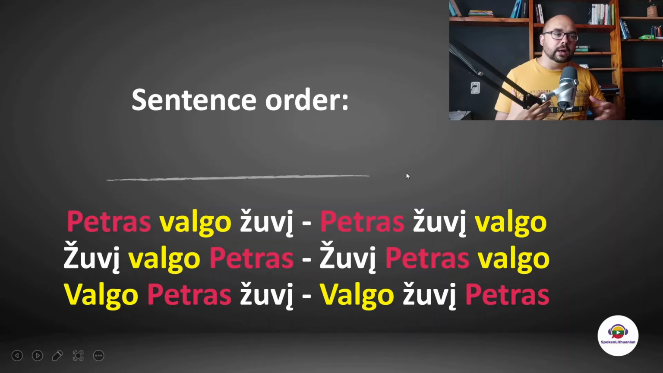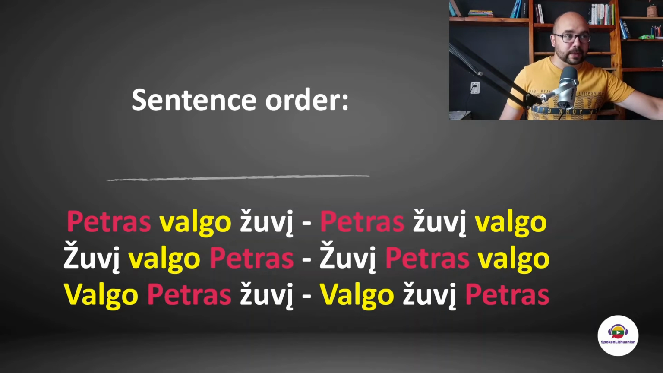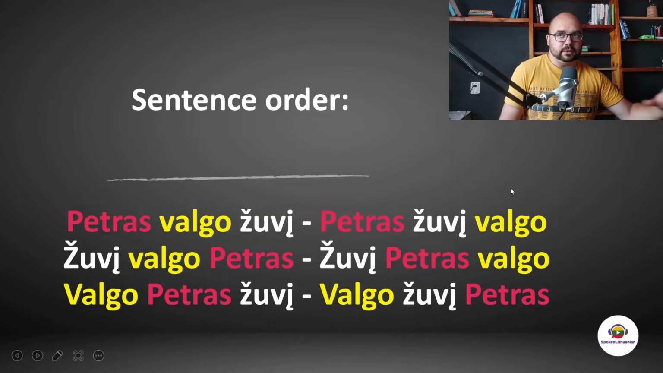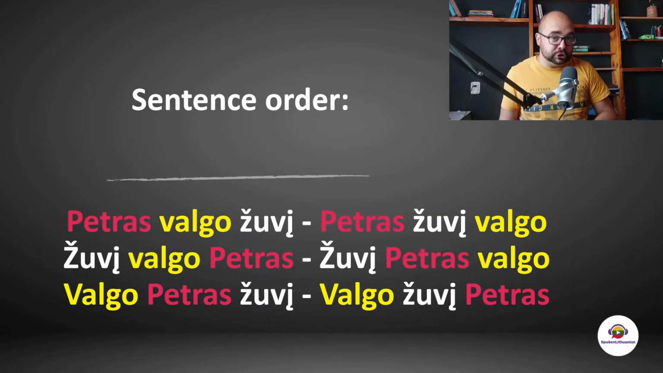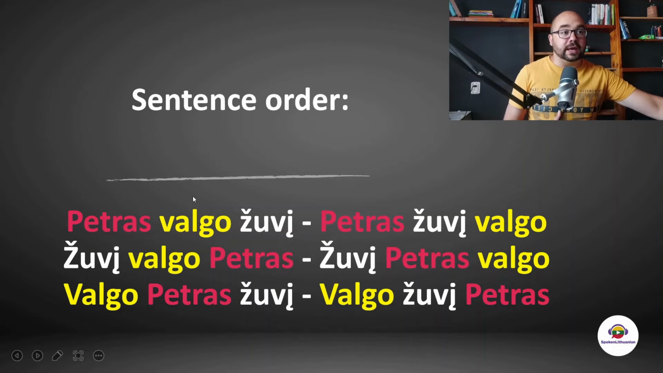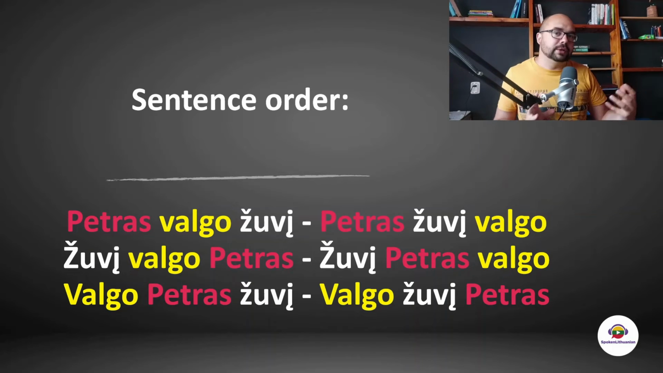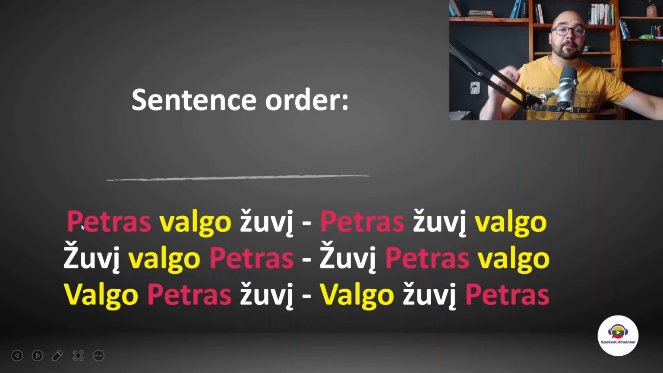And you would have some sort of variations depending on what you actually want to emphasize, right? In this case, for example, Petras žuvį valgo, you would usually emphasize the last word. That means that Petras is not doing anything else with the fish, he's just eating it. And in this case, žuvį valgo Petras, it's as if you would emphasize the word Petras, that nobody else is eating the fish. But what you can do actually is emphasize whichever word you want in the sentence. Even this first one, you can say Petras valgo žuvį, so nobody else is eating the fish.